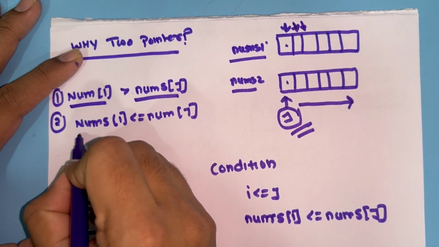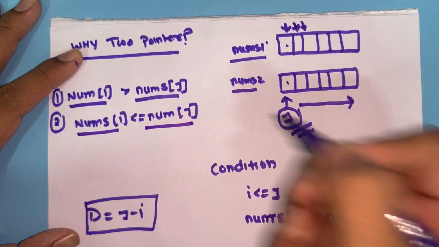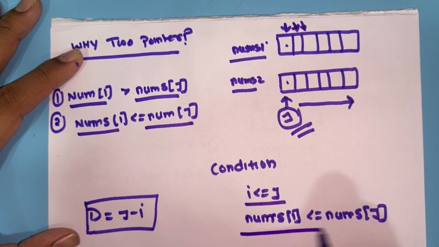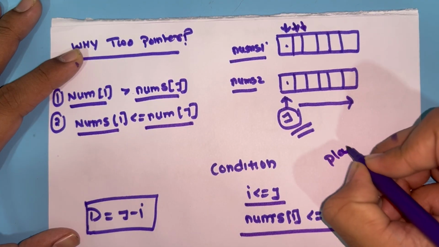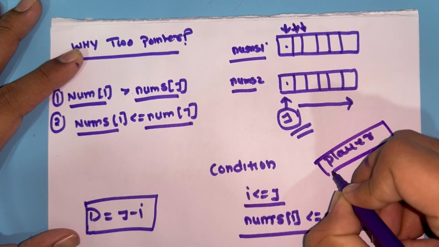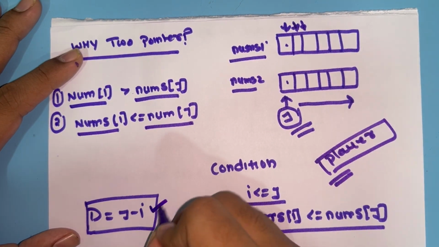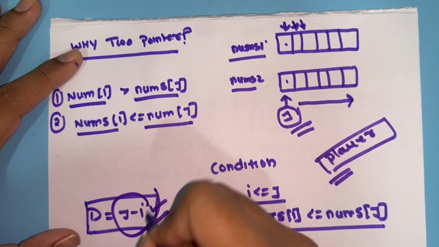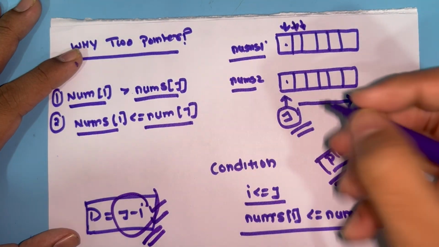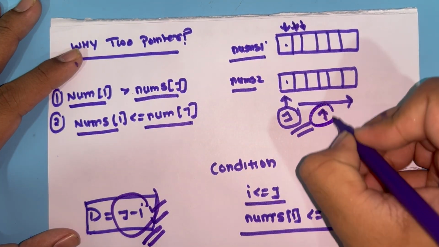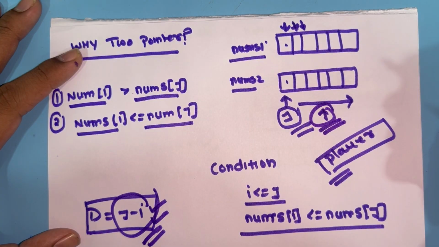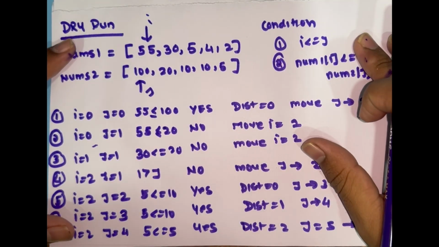In the second case, if nums1 of i is less than or equal to nums2 of j, then we have found a correct pair. But what we need to do is maximize this distance. We can calculate the distance here also, but it's better if we find a better value further on. This will give us a better solution. Let's try running this problem.